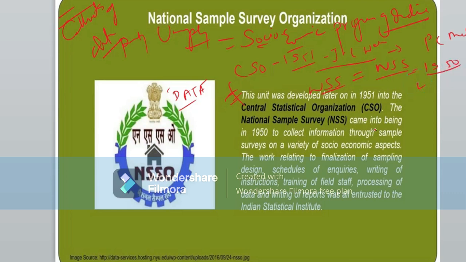As time passes, these organizations kept collecting information through sample surveys on a variety of socio-economic aspects, the work relating to finalization of sampling design, schedule of inquiries, writing of instructions, training of field staff, processing of data, and writing of reports, as the interest of the Indian Statistical Institute. Later it culminated from CSO and NSS to NSSO.